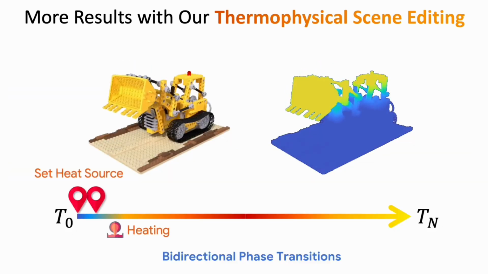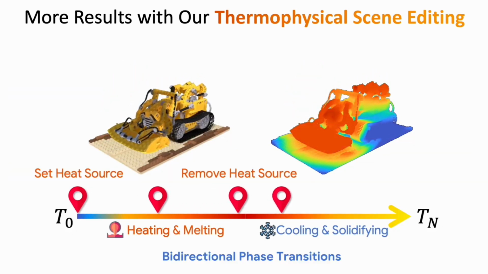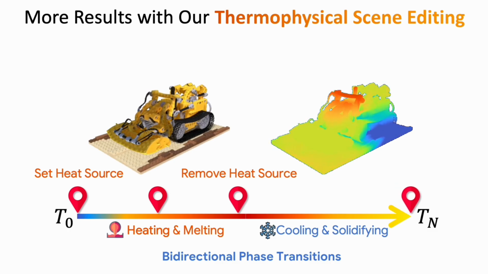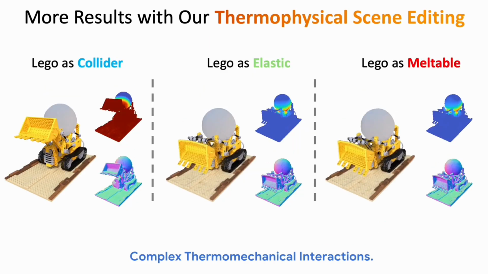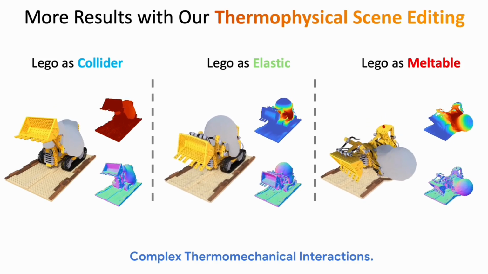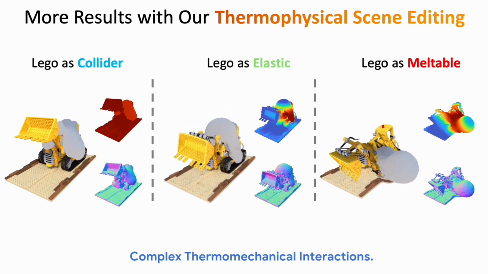Our framework supports broader thermomechanical interactions. We show bidirectional phase transitions, where the object first melts under heating and then solidifies during cooling. We further showcase collisions with real scene environments, interactions with complex geometric colliders and elastic bodies, and heat transfer interactions among multiple melting objects. Thank you for reviewing.